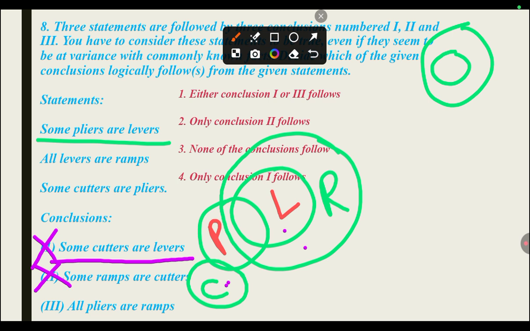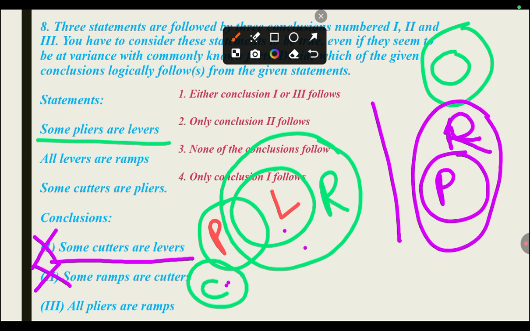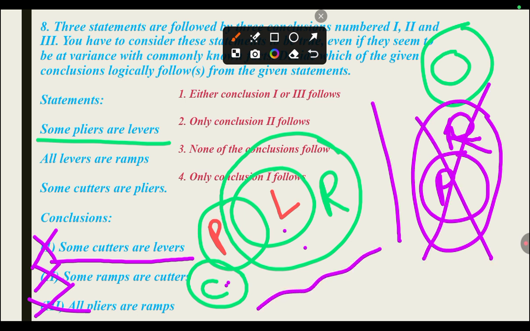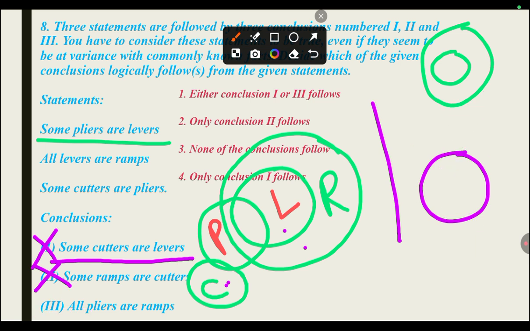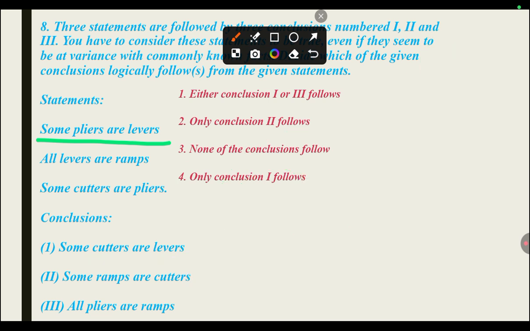Next, all pliers are ramps, all pliers are ramps. See, if it is in the form of like this, like all pliers are ramps, then I can say the third conclusion would follow, but now this won't follow. See how our diagram is, this is actually not present in this, so it doesn't follow, hence the third conclusion doesn't follow. So finally my answer would be option 3. None of the conclusions follow would be my answer.